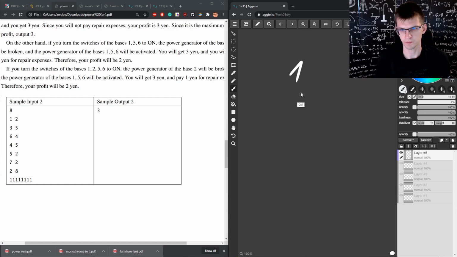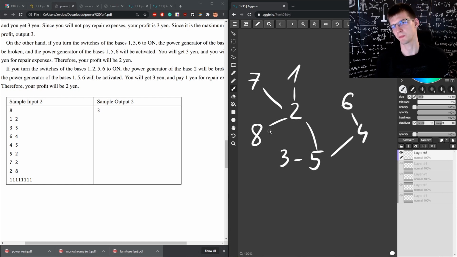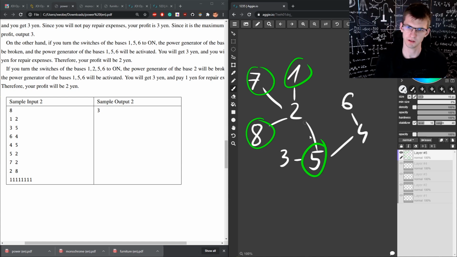Second tree. 1, 2, 3, 5, 6, 4, 4, 5, 5, 2, 7, 2, and 2, 8. Everything has a switch. What can we do? I'm quite sure that it's good to take those 3, even though it will cost us vertex 2. I think this is optimal. Take 1, 5, 8, 7, then this one breaks, but you get 4 minus 1. That's a 3.